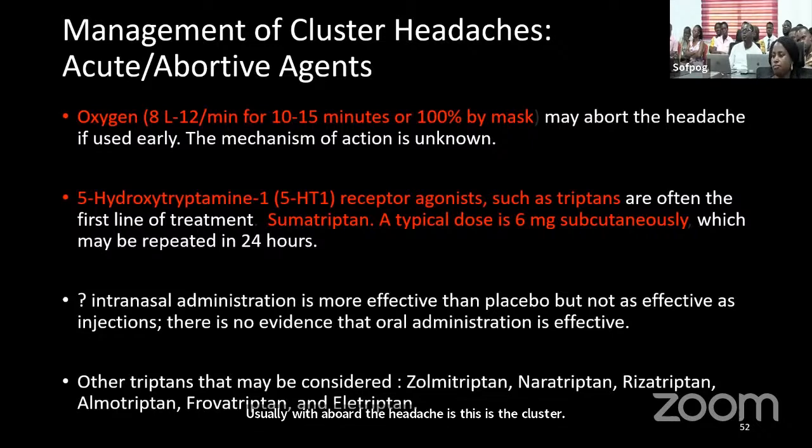Okay. Also, we can give a subcut 5-HT1 receptor agonist like a triptan. So usually subcut triptan 6 milligram is given, and this may be repeated in 24 hours. Intranasal administration is said to be more effective than placebo, but not as effective as the subcut injections. Other triptans may also be considered.